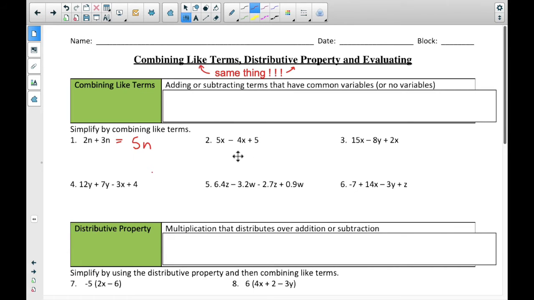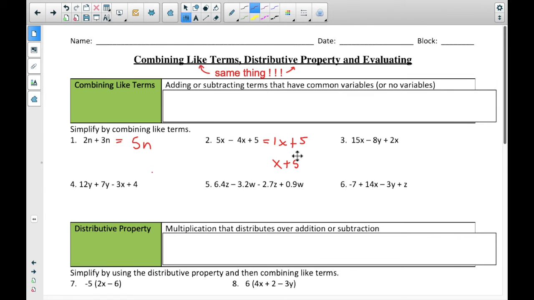Okay, number 2, similar deal. We have 5x minus 4x plus 5. The ones that are the same are these x's. The 5 is not the same, so we're not going to mess with that. But the 5x and the 4x, they match up. And it's a minus sign. 5x minus 4x is 1x. And then we have that plus 5 on the end, and we just leave that plus 5 on the end like that. You can write it like 1x plus 5, or you can also just call it x plus 5. I will take either answer, and because they are so similar, I wouldn't count off for that.